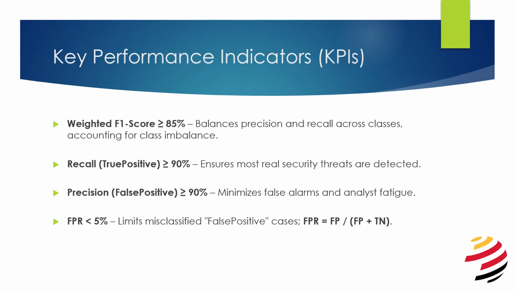This metric is calculated as FP divided by the sum of FP and TN. Keeping this rate low means the model avoids over-alerting on benign activity, which is crucial for maintaining trust in automated alerting systems. Together, these KPIs form a rigorous framework for selecting a model that performs well both statistically and operationally in real-world cybersecurity environments.